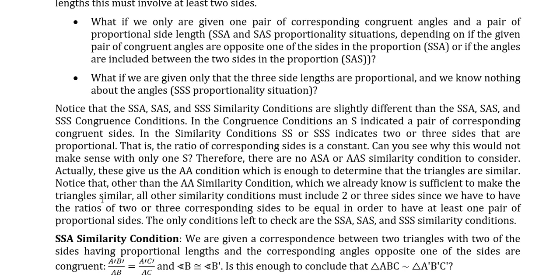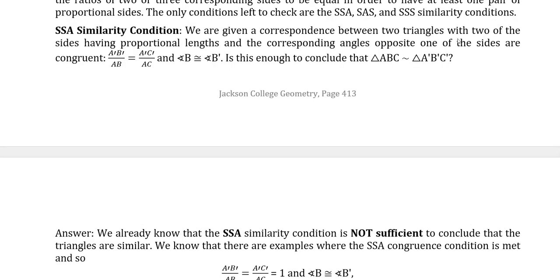So notice that other than the AA similarity condition, which we already know is sufficient to make the triangles similar, all other similarity conditions must include two or three sides, since we have the ratios of two or three corresponding sides to be equal in order to have at least one pair of proportional sides. The only conditions left to check are the SSA, SAS, and SSS similarity conditions.